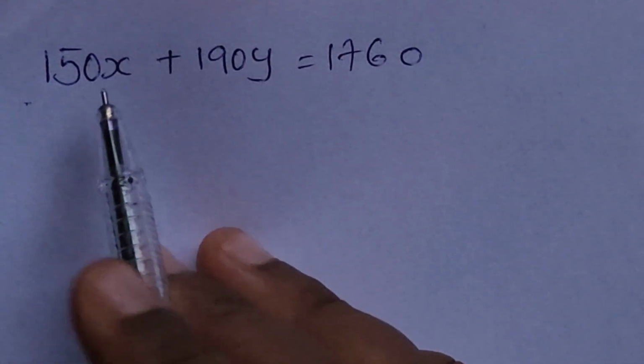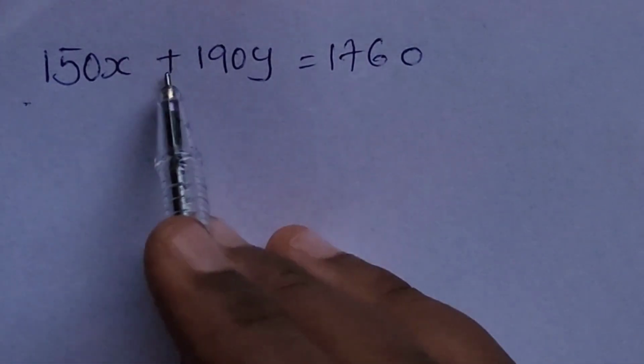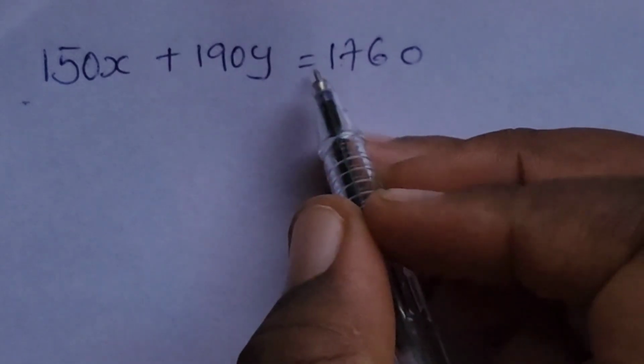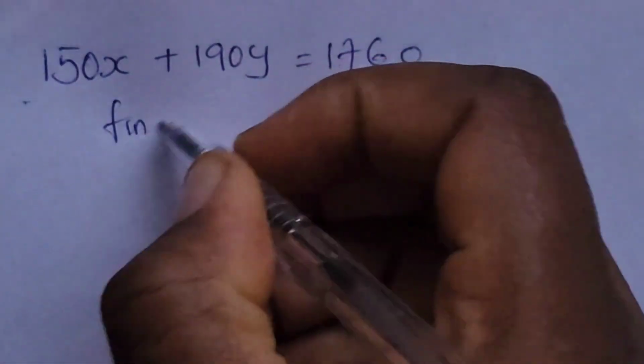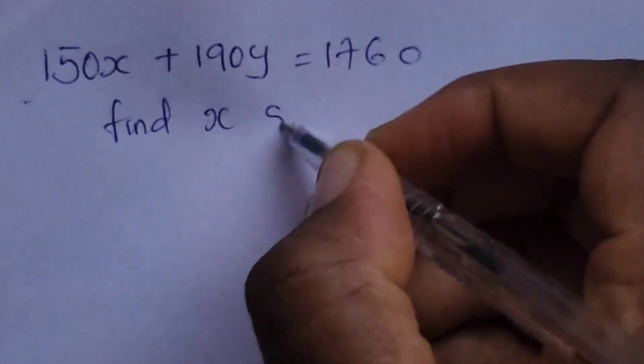Let's solve this problem together. We have 150x plus 190y equal to 1760. So we want to find x and y.